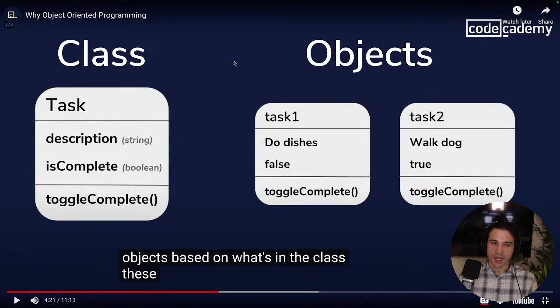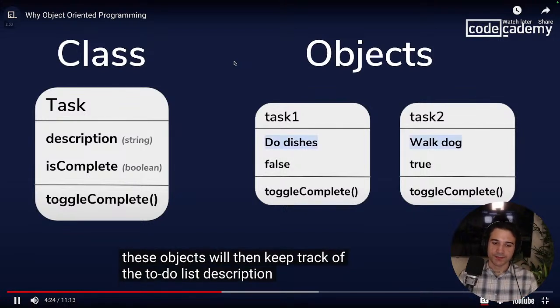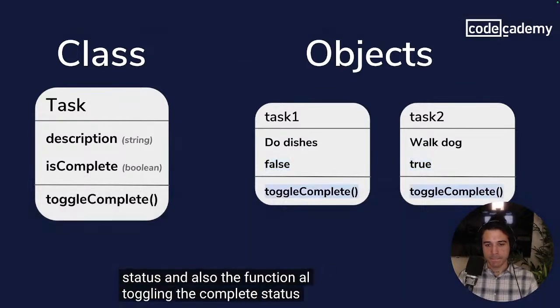So we define the class task, and then we can create task1 as a new task, and we can pass it "do dishes" and false. Or we could create task2 as a new task, and we could pass it "walk dog" and true. These objects will then keep track of the to-do list description, complete status, and also the functionality around toggling the complete status in one simple container.